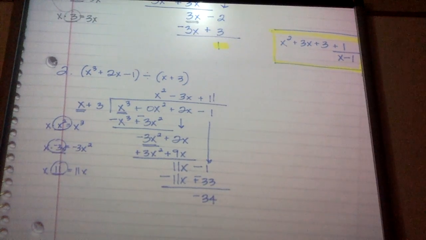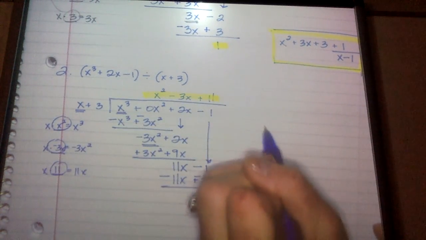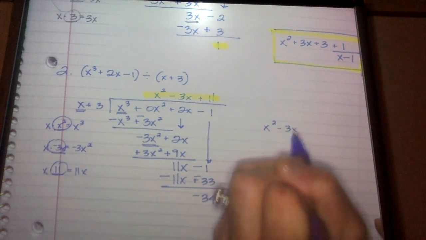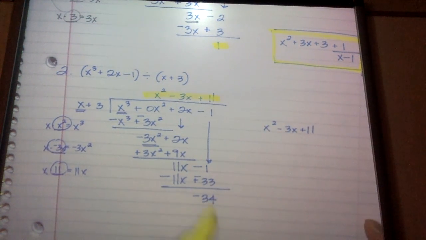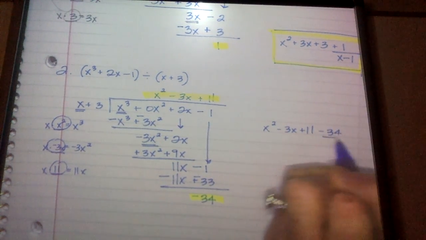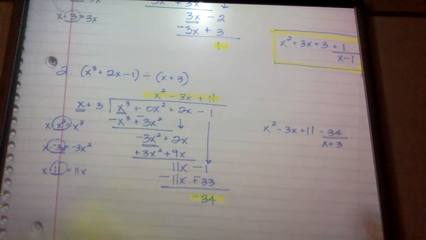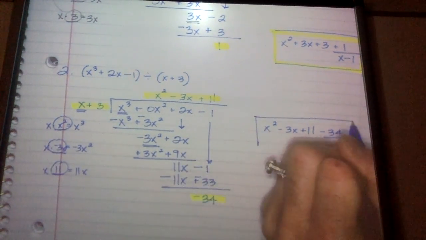So my answer is what is on top? X squared minus 3x plus 11. My remainder, minus 34, divided by just the remainder is divided by the x plus 3, which is what you were dividing your polynomial by. So this is my answer.